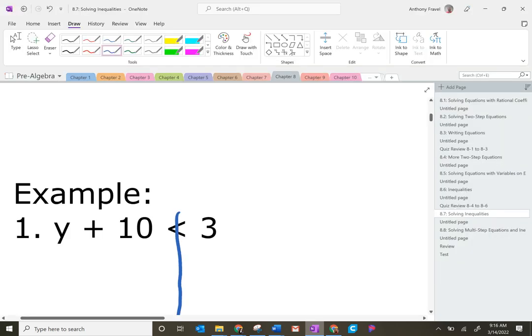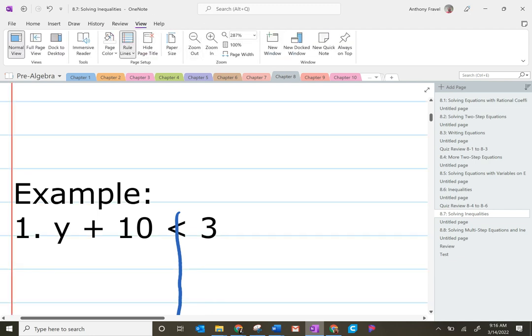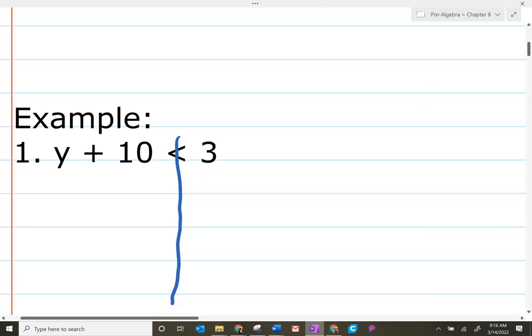And because I draw better when I have actual lines, I'm going to put some grid lines on there. So I've got y plus 10 is less than 3. I still am going to put this line here. I'm still going to divide it into 2 separate groups. I want to get the y on the side all by itself. So it's saying y plus 10 is less than 3. What's the opposite of adding by 10? Subtracting. Perfect. So I'm going to subtract both sides by 10.